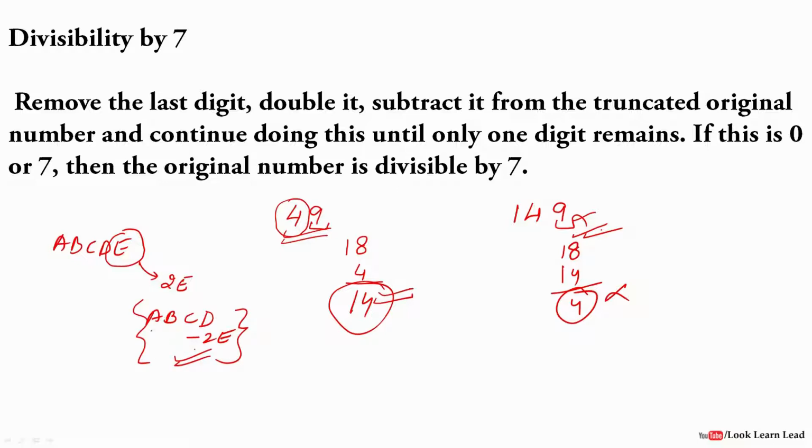Suppose in this case also you are getting a 4-digit number, like X, Y, Z, W. Again you have to check: remove W, take 2 times W, so X, Y, Z minus 2W. You have to repeat it until you get a small number. If the end result is 7, then it would be divisible by 7.